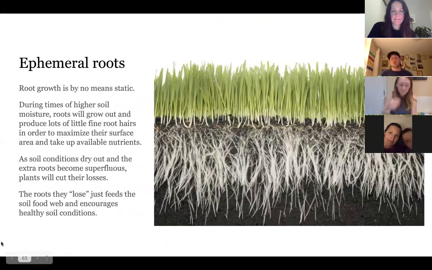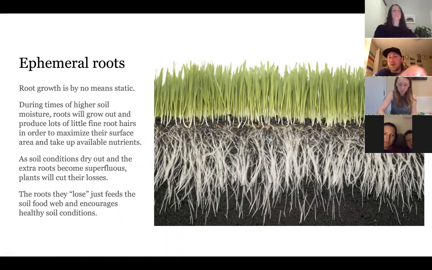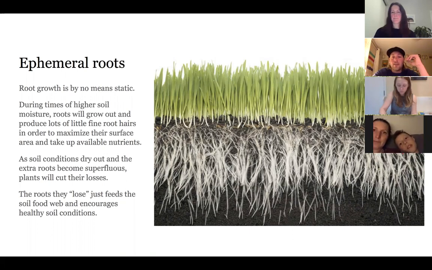Okay. So that is annuals and biennials. I didn't know where to put this slide, but I feel like it goes in here somewhere. I talked about root systems last time, but I haven't really talked that much about root systems in this class. What you have to understand about root growth is that it is not a static thing for plants. They can be very, very dynamic in their root growth.